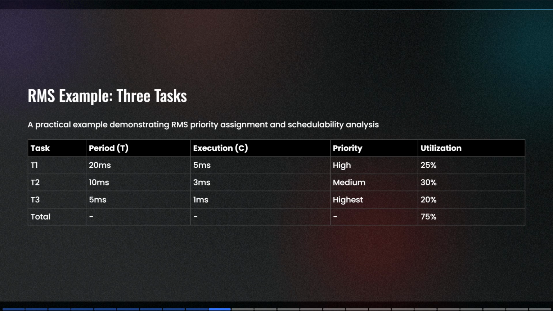In RMS, priority depends entirely on the rate of recurrence, not on execution time or importance. This means a small, frequent task might preempt a long but less frequent one. The beauty of RMS is in its simplicity. The rule is clear and predictable.